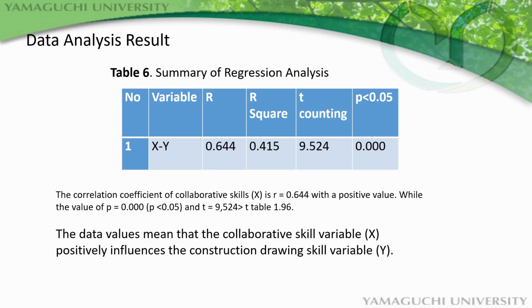The analysis results from Table 6 show the correlation coefficient of collaborative skills is R 0.644 with a positive value, while the value of P equals 0.000 and T equals 9.524. This is bigger than T table, 1.96. It means that the collaborative skills positively influence the construction drawing skills.